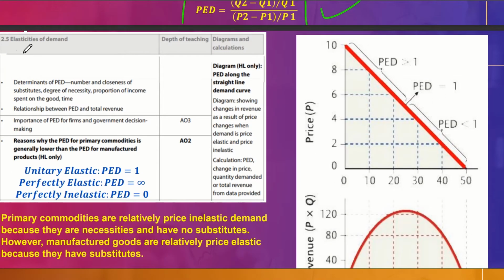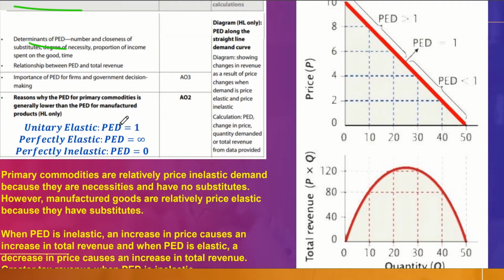And the next one is determinants of PED. What are the factors that might affect whether the product is elastic or inelastic? You can easily identify them. Look at the number and closeness of substitutes. If more substitute products are available, then when the price of one product increases, the consumer will immediately move to the other substitute product. So in that case, if there are many close substitutes, then PED will be elastic.